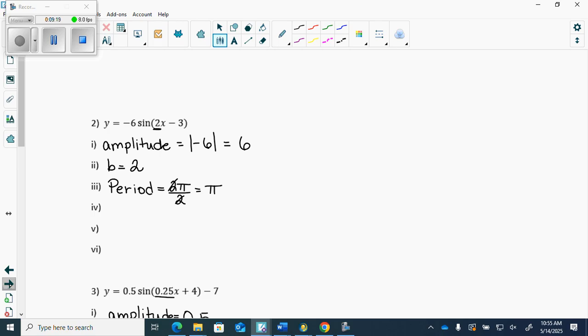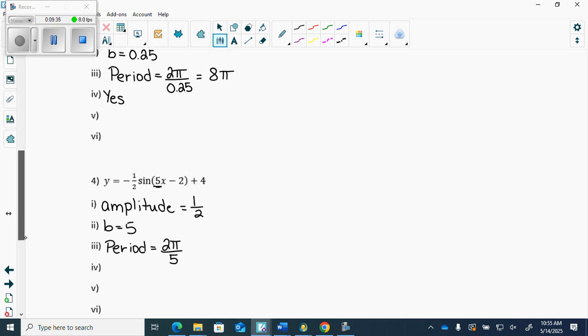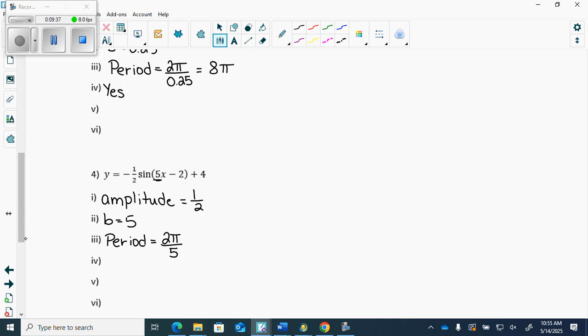Does this one have a horizontal phase shift? Yeah, I have that -3, so there's a c value, so yes. Does this have a horizontal phase shift? Yes, because we have that c value of +4. Does this have a horizontal phase shift? Yes, we have the c value.